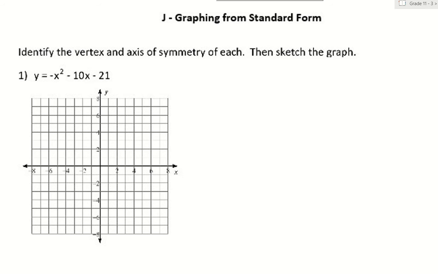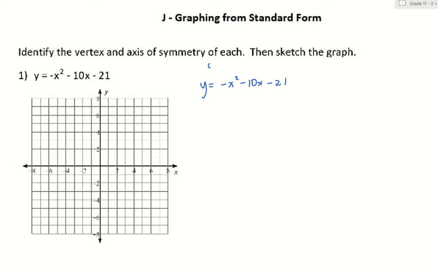All right, so in this video, we're going to take a look at just one quick example of how to graph something when it's not in vertex form. So really, we just got to find what the vertex is and either put this thing in vertex form by completing the square or using the P and Q formulas. So we're going to do it both ways here, just as a little recap. All right, so y is equal to negative x squared minus 10x minus 21.